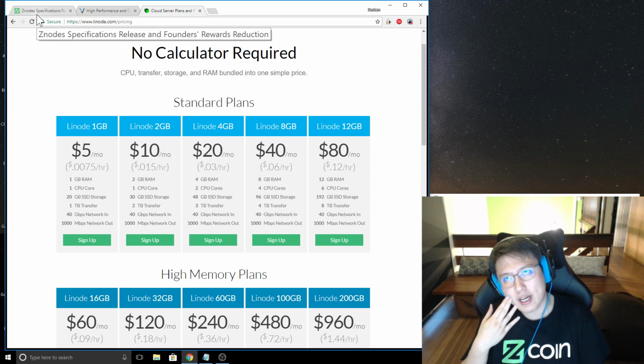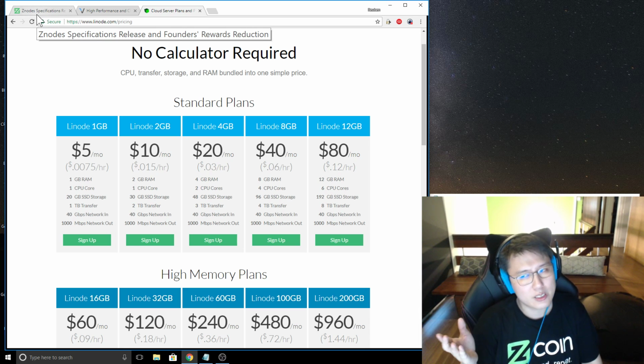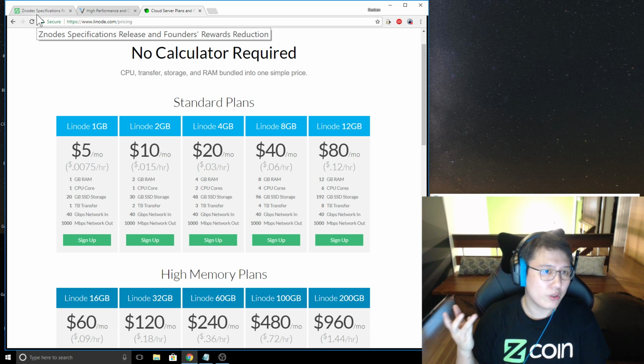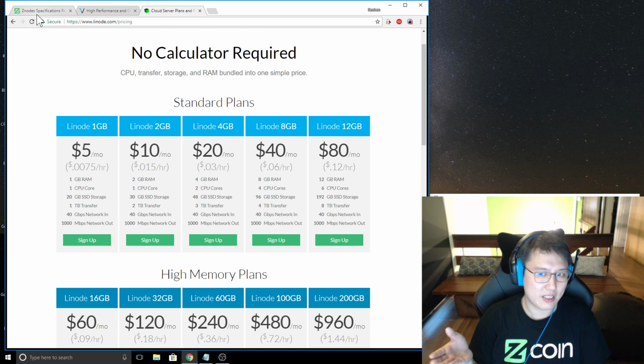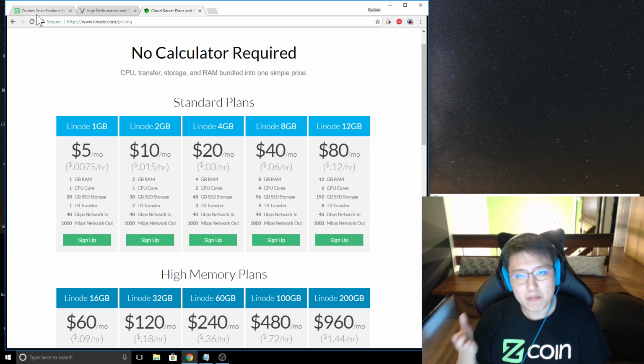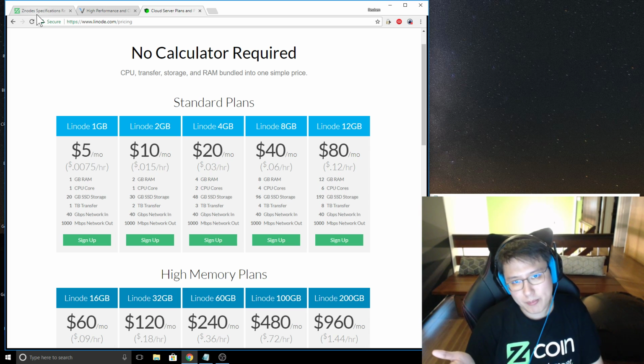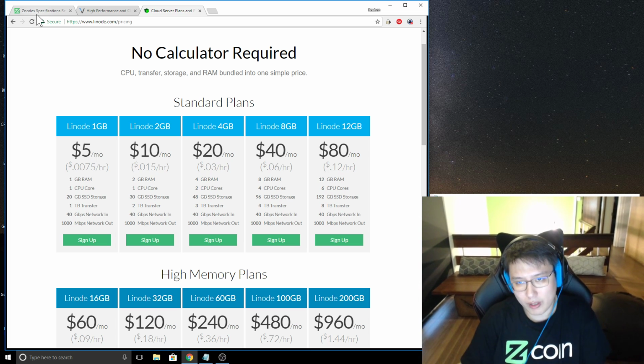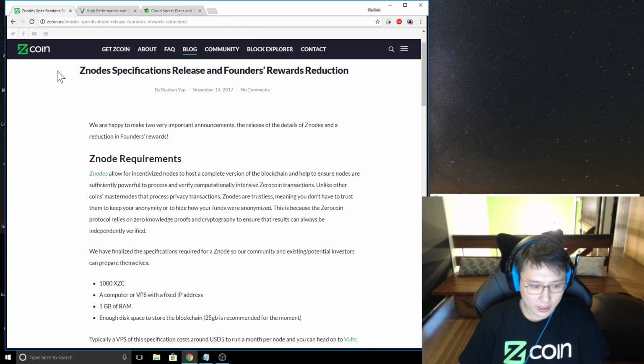Some people have been asking, can I run it off a Raspberry Pi? Probably not. As you probably know, syncing the wallet on a desktop does take a few hours, and it's going to take much longer with a Raspberry Pi because of the Zerocoin verification. It might work, but I would recommend avoiding the hassle and just sticking with a $5 a month node, which is cheap. So that's the second thing that you need.